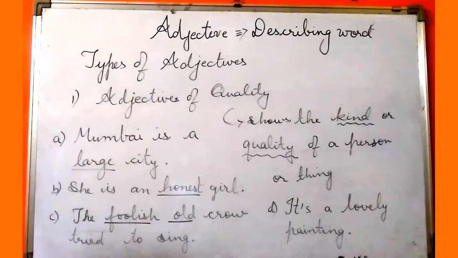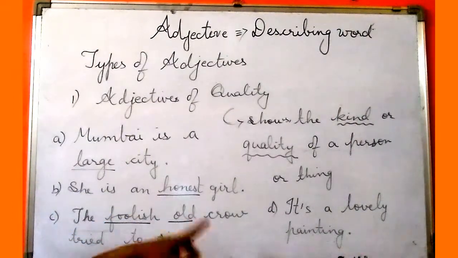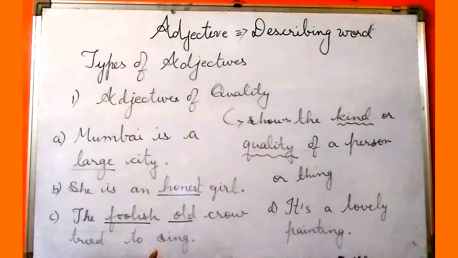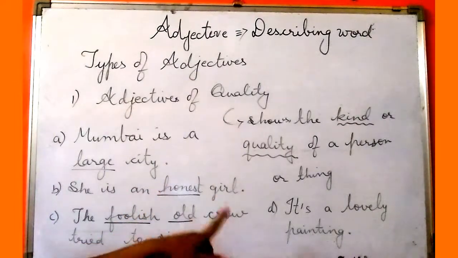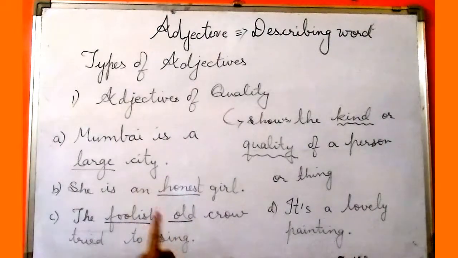Now if you look at the last one, it is describing a painting. What kind of a painting is it? The sentence says it's a lovely painting. So what kind of a painting is that? Lovely. So lovely becomes your adjective.